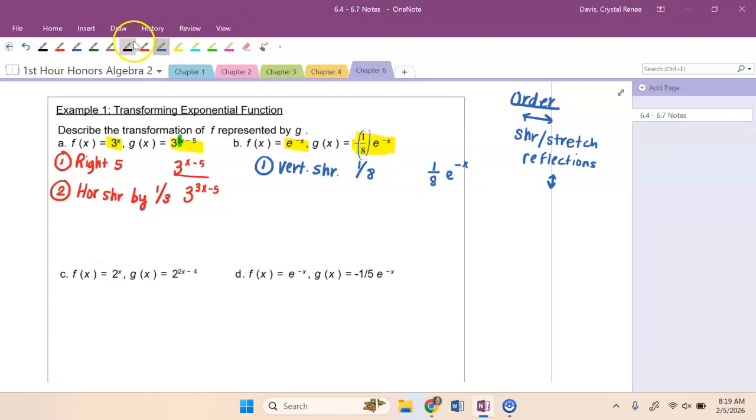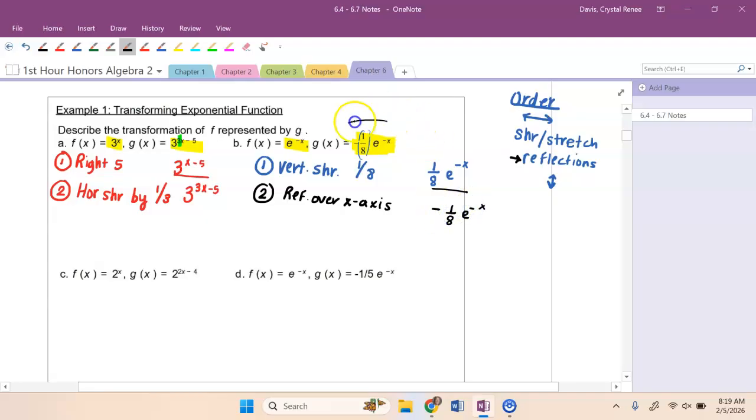We're close. The only thing we have to address now is this negative. The next thing we check for is reflections anyway, so yes, we do have a reflection. Because this negative is applied to the entire function and not just the x, it'll be a reflection over the x-axis. If we take this and reflect it over the x-axis, we get negative 1/8 e to the negative x, which is where we need to be.